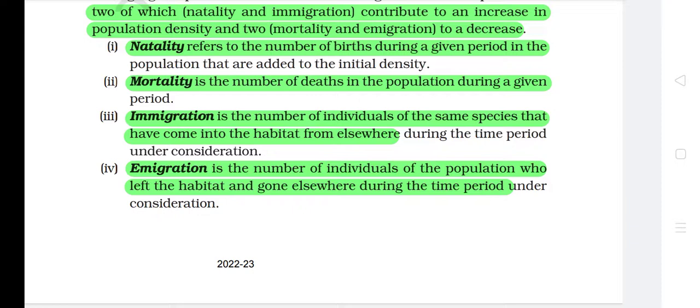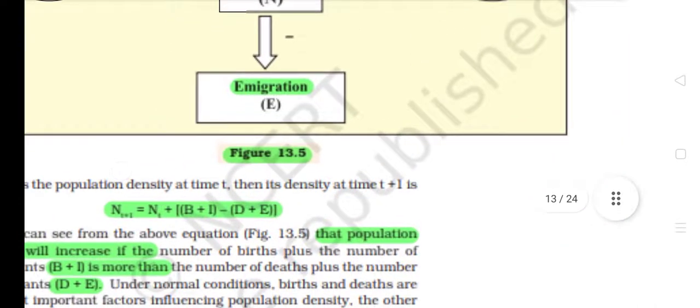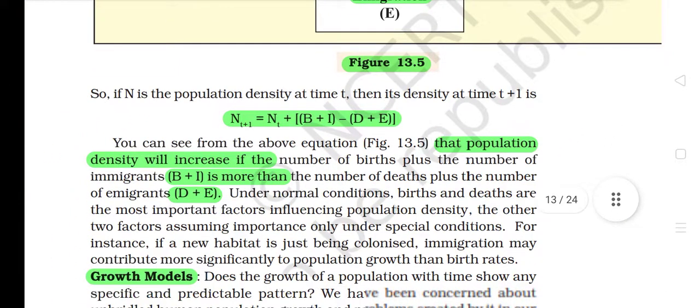4. Emigration is the number of individuals of the population who left the habitat and gone elsewhere during the time period under consideration. So, if N is the population density at time t, then its density at time t plus 1, N t+1, is equal to N t plus [(B plus I) minus (D plus E)].